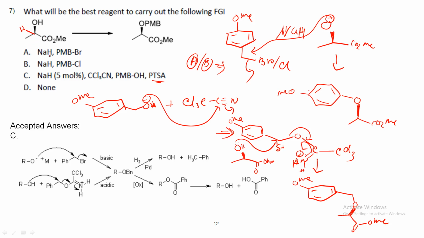But when we are using this kind of strong base in equivalent amount, or generally more than one equivalent can be used, then this particular acidic proton can be taken and this kind of species can be generated. Now when this kind of species is generated, this would lead to racemization.